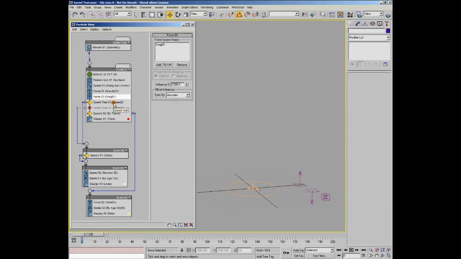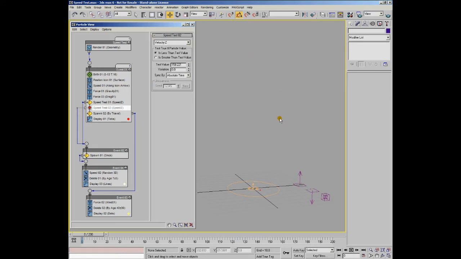Then we have two different tests set up here for speed, and this is just to show you basically two different setups. We have a speed test based on speed Z, and you can see I'm using a negative value in this one. And in this test, which is actually turned off at the moment, I'm using a positive value and I'm testing to see if the particle speed drops below that. Again, I'm using velocity Z.